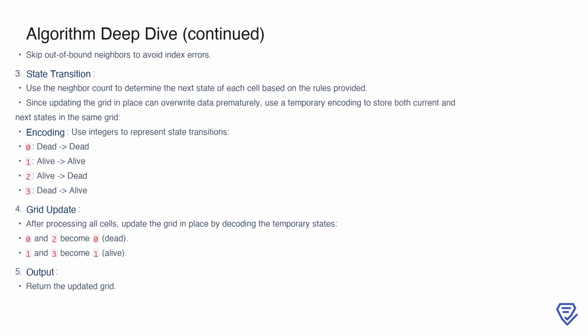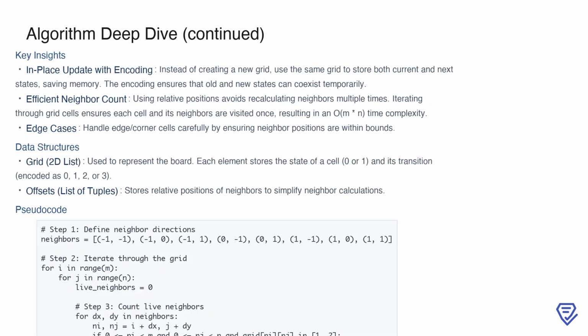Specifically, we convert 0 and 2 back to 0, representing dead cells, and 1 and 3 back to 1, representing live cells. By the end of this process, the grid is updated in place, and the resulting grid can be returned as the output. One of the key insights of this approach is the use of in-place updates with encoding. This eliminates the need for creating a separate grid, thereby saving memory. The temporary encoding ensures that both the old and new states of a cell can coexist during computation.